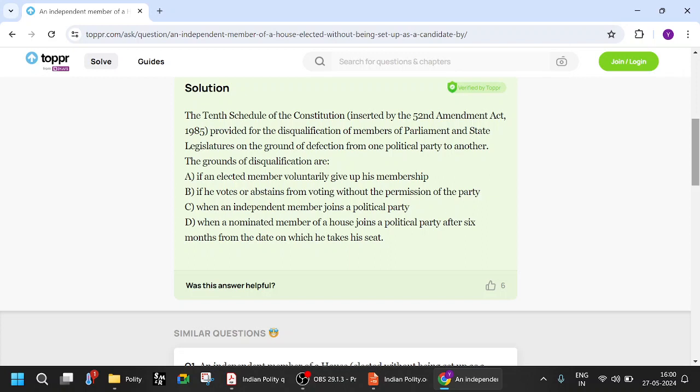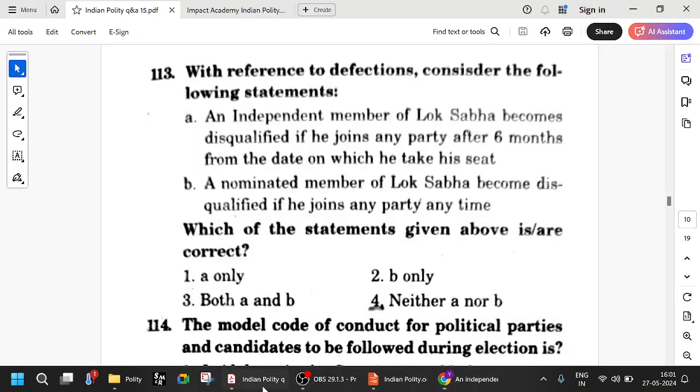that is also a ground for disqualification. So when an independent member joins a political party, it doesn't matter about 6 months or anything. When an independent member joins a political party, then he is disqualified. But the President nominates two Anglo-Indians to the Lok Sabha and 12 members to the Rajya Sabha, right? So if a nominated member wants to join a political party, he has to do so within 6 months. After 6 months, if he joins, then he becomes disqualified.